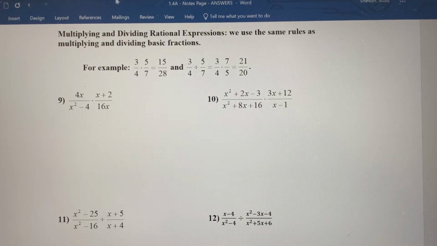Right, in this video we're going to multiply and divide rational expressions, okay? Now, when you multiply fractions, it's numerator times numerator over denominator times denominator, okay? So that's how we get 15 over 28 here.